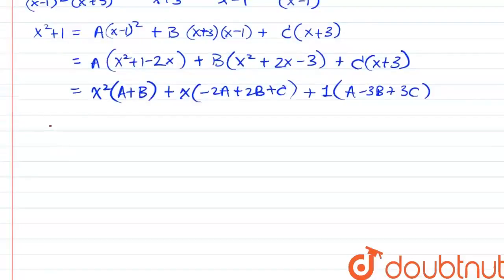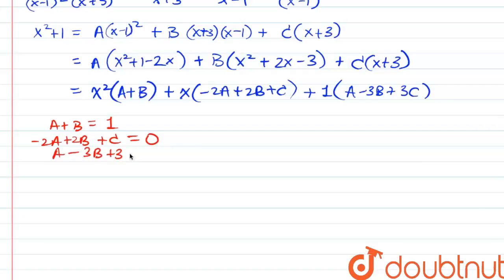Comparing coefficients, we get that a plus b is equal to 1, minus 2a plus 2b plus c is equal to 0, and a minus 3b plus 3c is equal to 1. We get the solution of the system as a is equal to 5 by 8, b is equal to 3 by 8, and c is equal to 1 by 2.